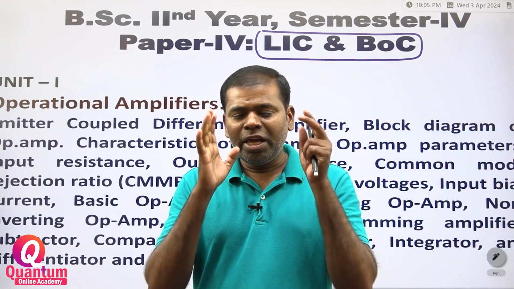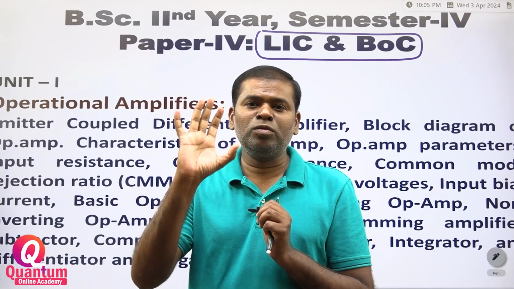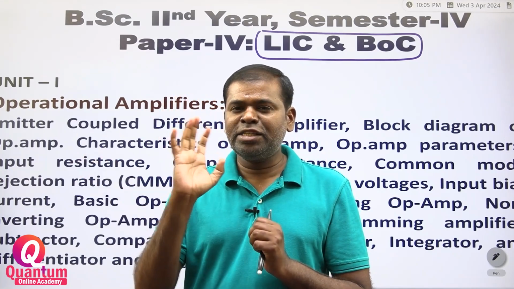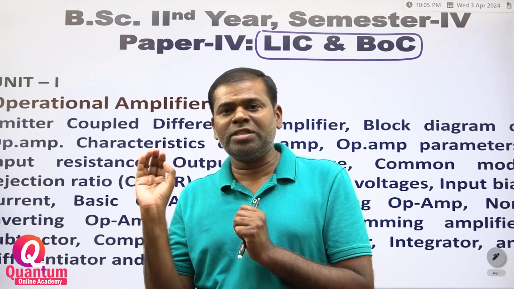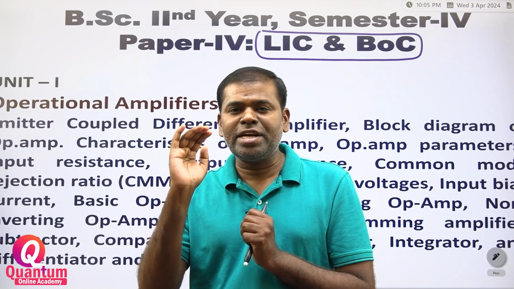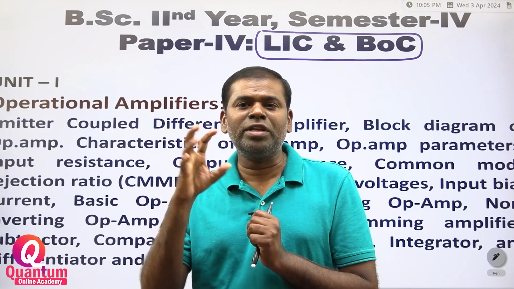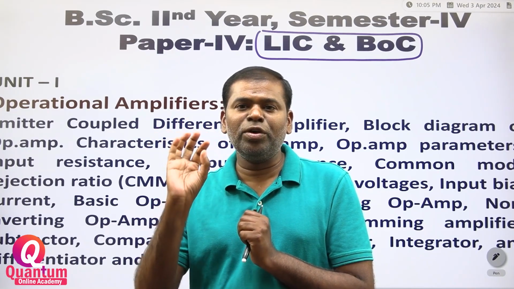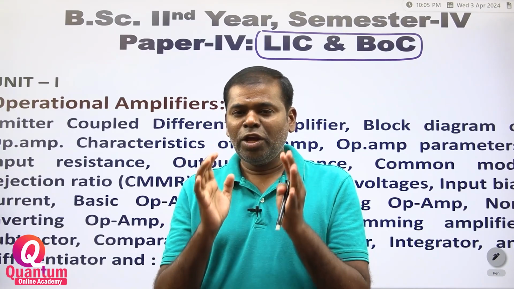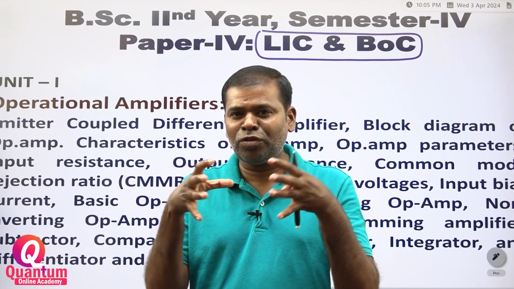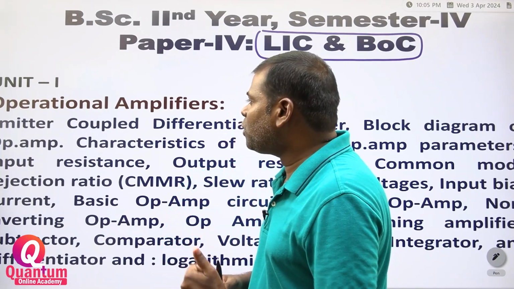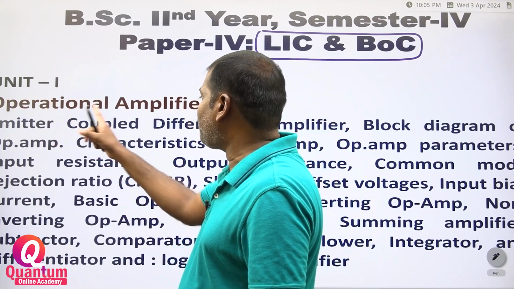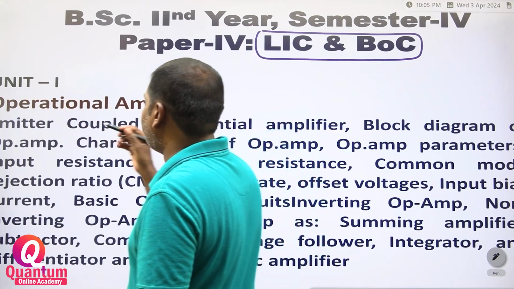Already you know, each and every paper has 4 units. According to your standard, each and every unit consists of 20 marks. If you read one unit perfectly, you will get the 20 marks. Clear? Once you have to check, what is your unit number 1? Operational amplifiers.